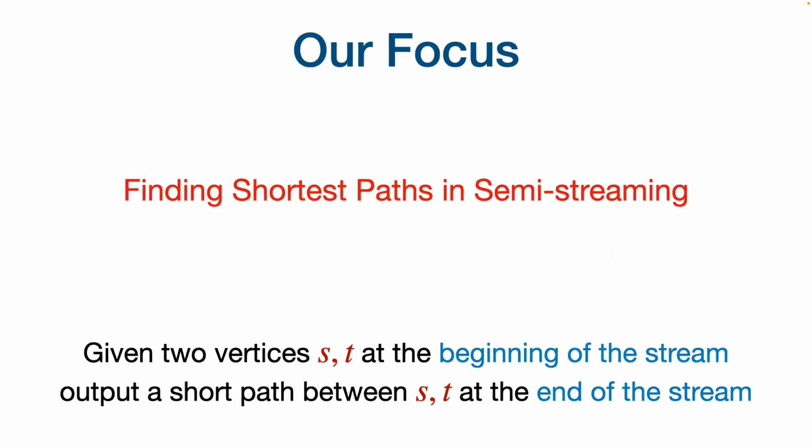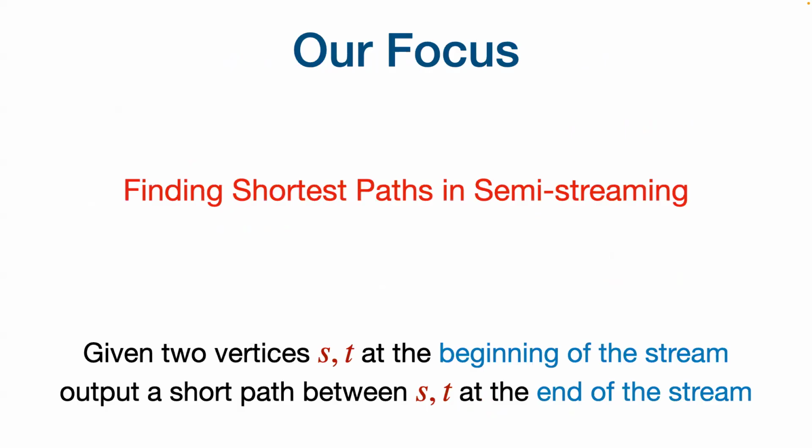Okay, so the aim is to find shortest paths. You're given vertices S and T at the beginning of the stream, before you know any edges. So you already have the vertex set and you're given two specific vertices S and T. And you want to output a path between S and T at the end of the stream.